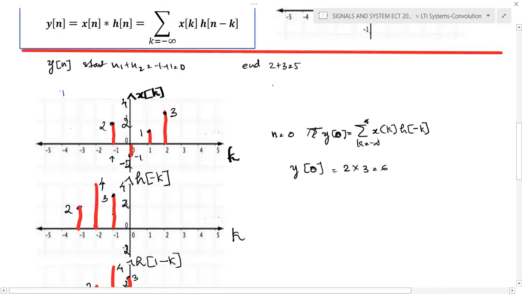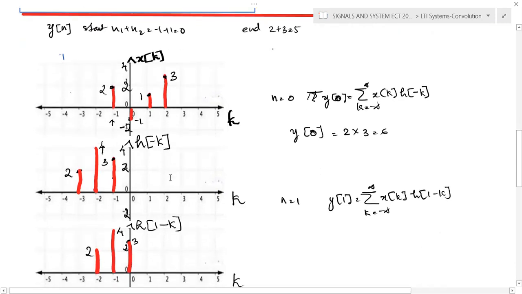Now you can calculate our next quantity, that is when n is equal to 1. N is equal to 1 means it's simply y of 1. In the formula, if you substitute n is equal to 1, it becomes sigma k is equal to minus infinity to infinity x of k into h of 1 minus k. See, if you know h of minus k, then you can simply plot h of 1 minus k, simply shifting the h of minus k 1 unit towards right. So you can see the entire signal is shifted 1 unit right. So h of minus k is starting from minus 3 onwards. So if you shift, it will start from minus 2 onwards.